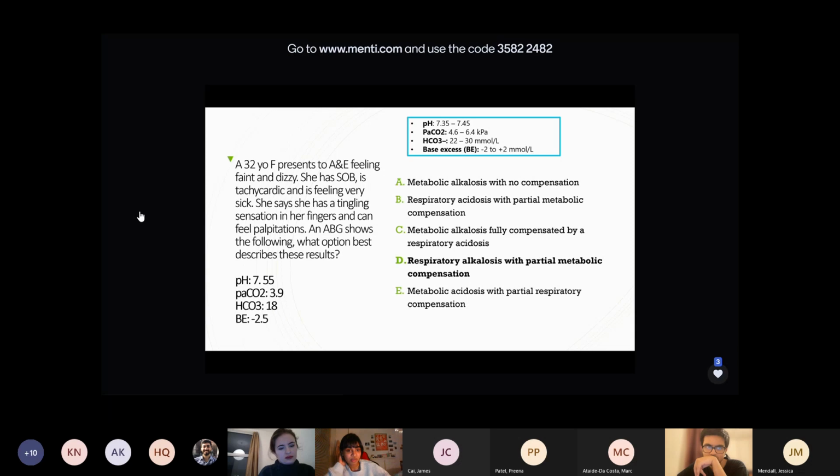But obviously it's only partial compensation because this pH is still out of normal range. So if it was fully compensated, the pH would still be normal at this point. And the base excess is just to show that it's negative, we've got less bicarb basically. So does anyone know what's probably going on here? What's caused this based on history?